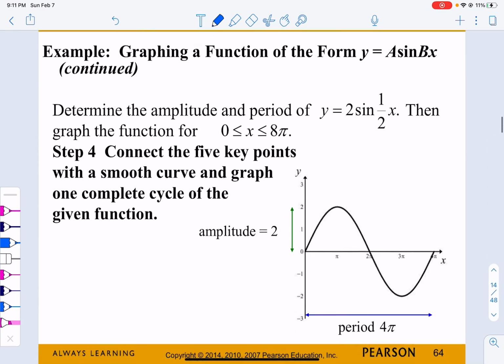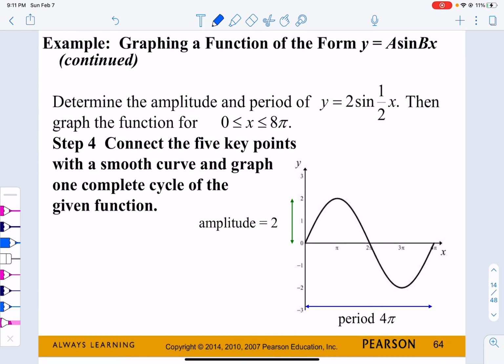All right, so determining the amplitude, we took care of that. Step 4, connecting the 5 key points with a smooth curve and graphing one complete cycle of the function. So I saved you a little bit of time. We're at 0, 0. When we were at pi, we were up at 2. When we were at 2 pi, we were at 0. When we were at 3 pi, we were at -2. And when we were at 4 pi, we were back at 0.